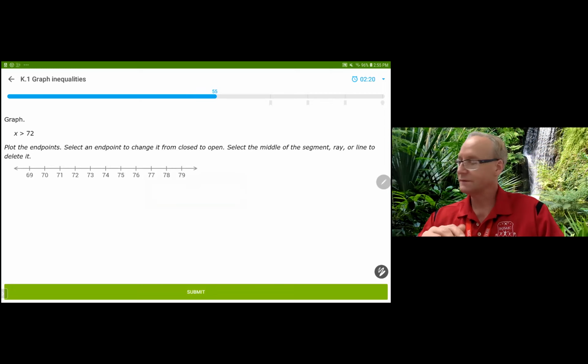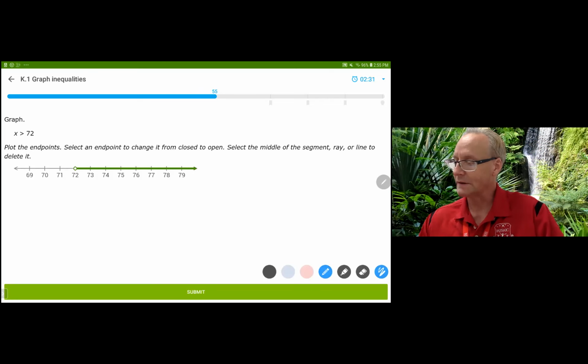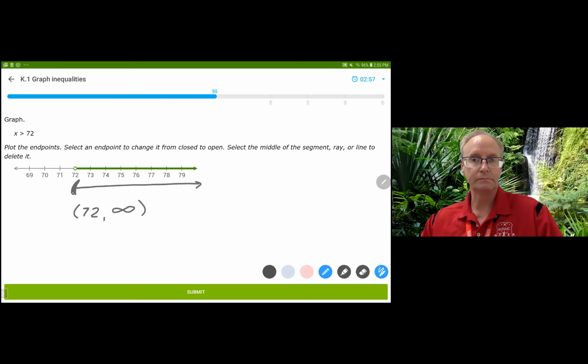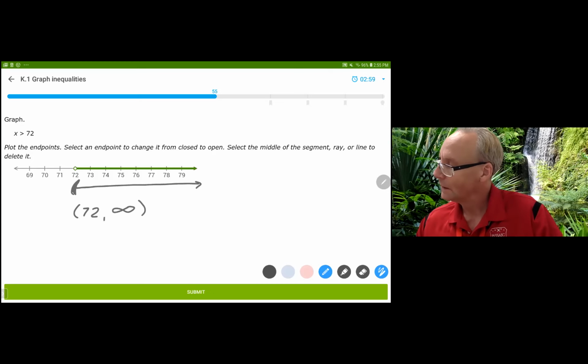X is greater than 72. So I'm almost right. I have to have an open circle here. Now, if I were to graph this by hand, I would probably use a parenthesis instead of an open circle. That helps because it relates to how we do what we call interval notation, which says that we start at 72, not included, but go all the way to infinity. So I'll include some interval notation along with my graphs. Couldn't hurt.